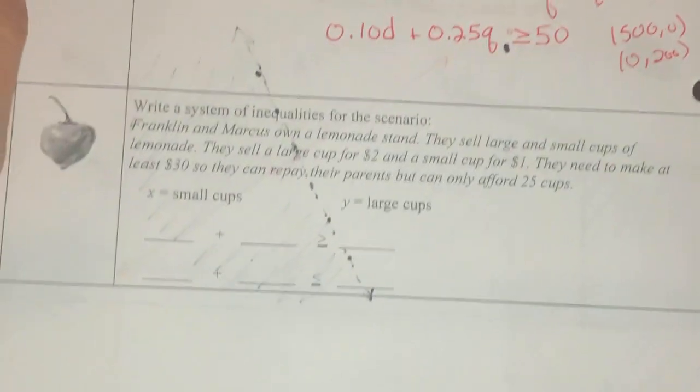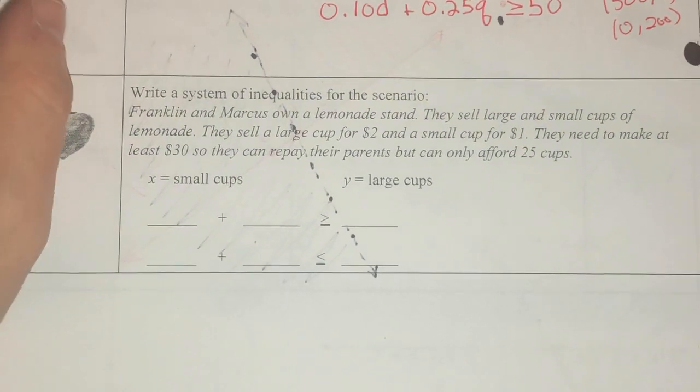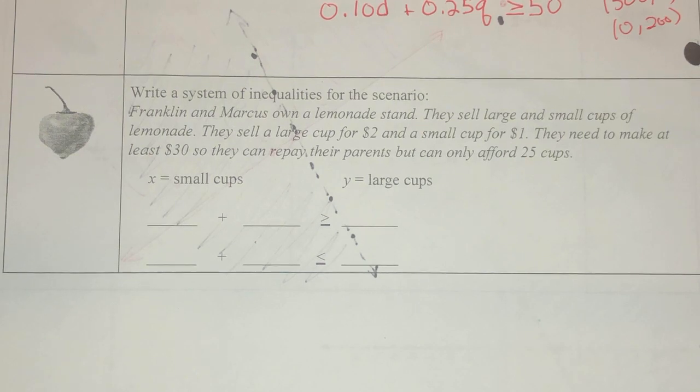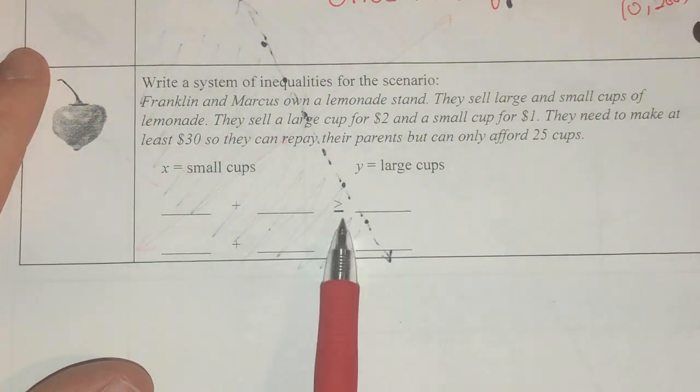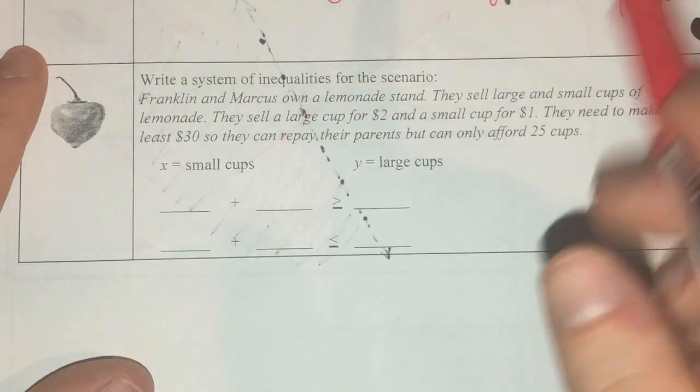And finally, writing a system of inequalities. Franklin and Marcus own a lemonade stand. They sell small and large cups of lemonade. They sell a large cup for $2 and a small cup for $1. They need to make at least $30 so they can repay their parents, but can only afford 25 cups. Notice that I've already given you the constraints. So I need to make at least $30.